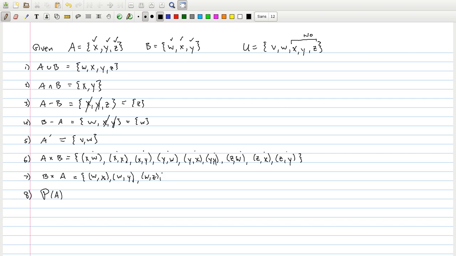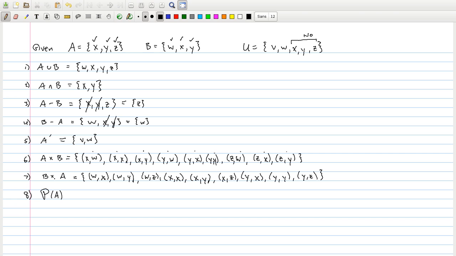Now we're going to move on to the X. We're now going to pair X with every element from A. So X gets paired with X, X gets paired with Y, and X gets paired with Z. That handles the X. And now we'll move on to the Y. And we'll pair Y with every element from A. So Y gets paired with X, Y gets paired with Y, and Y gets paired with Z.